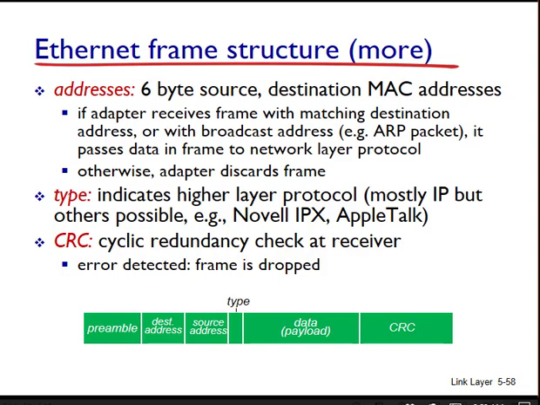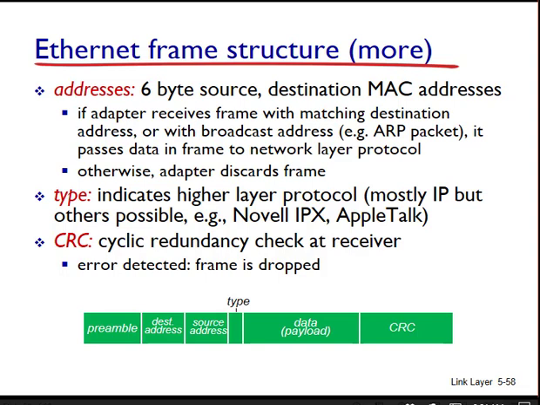When adapter B receives an Ethernet frame whose destination address is either that series of BBs or the MAC broadcast address, it passes the contents of the frame's data field to the network layer. If it receives a frame with any other MAC address, it discards it.